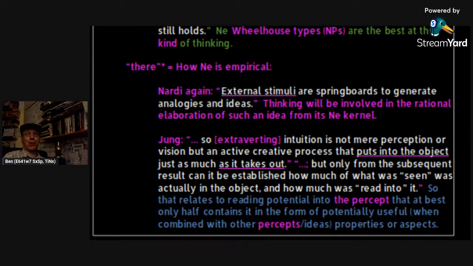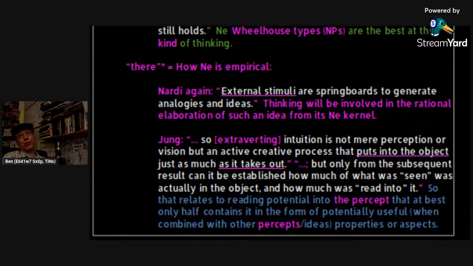Extroverted intuition is not mere perception. You should have put nor rather than or. Naughty, naughty. That's the translator's fault. Is not mere perception nor vision, but an active creative process that puts into the object stimulus just as much as it takes out, but only from the subsequent results can it be established how much of what was seen was actually in the stimulus and how much was read into it.